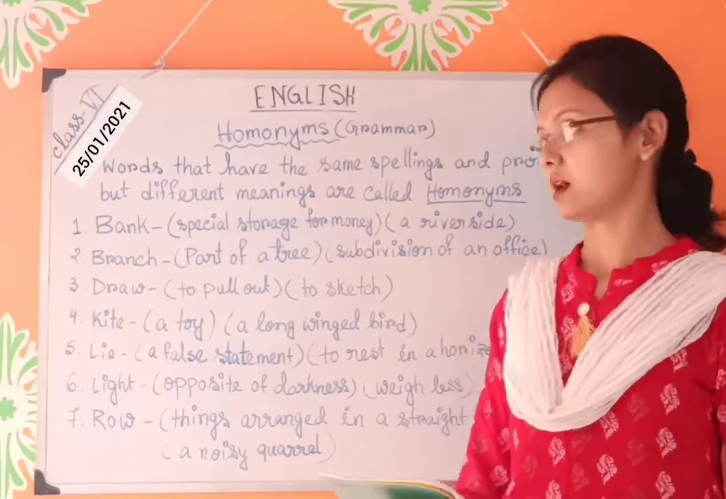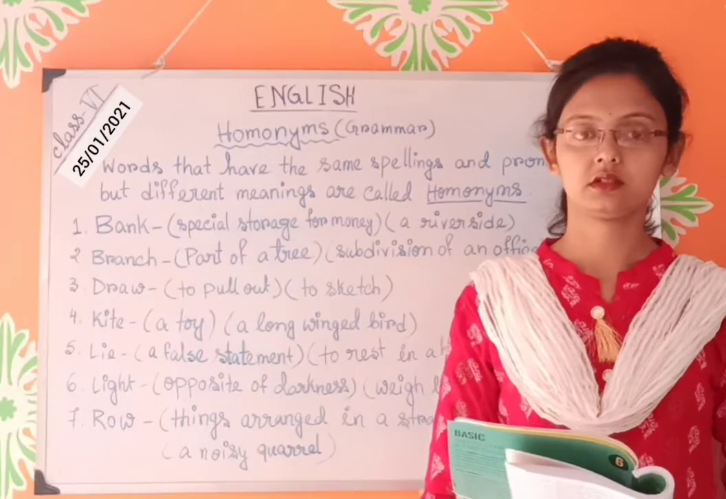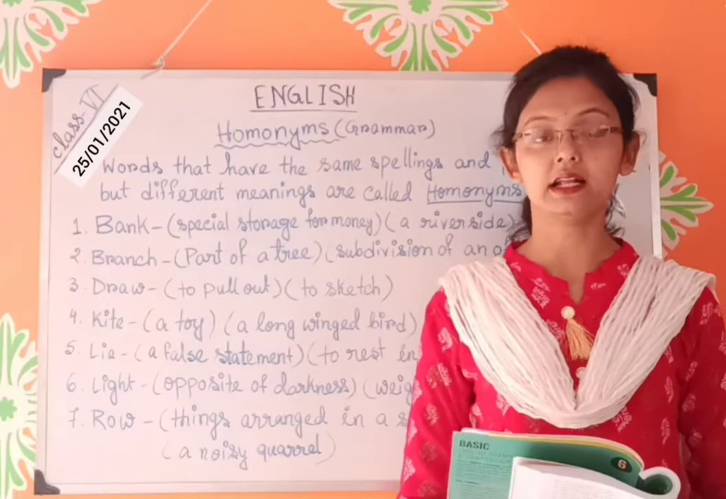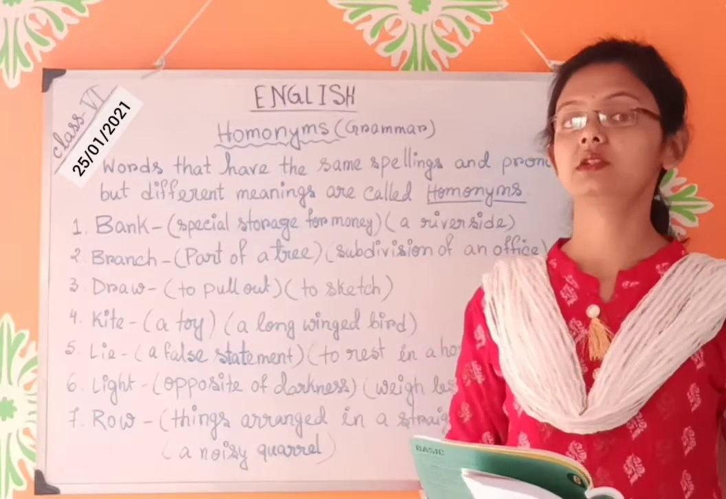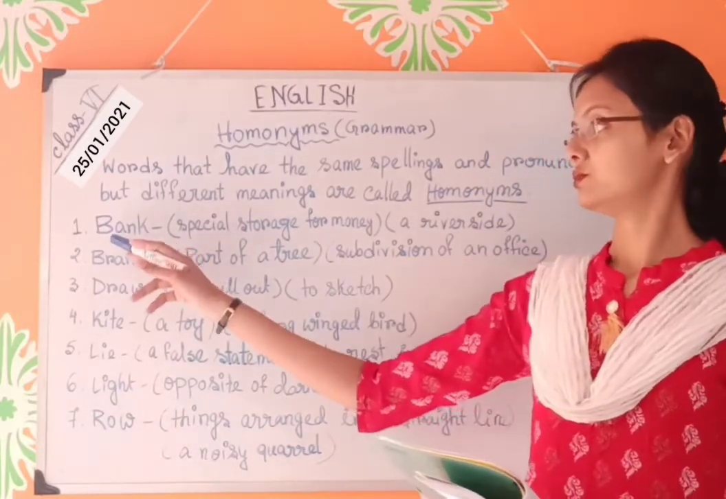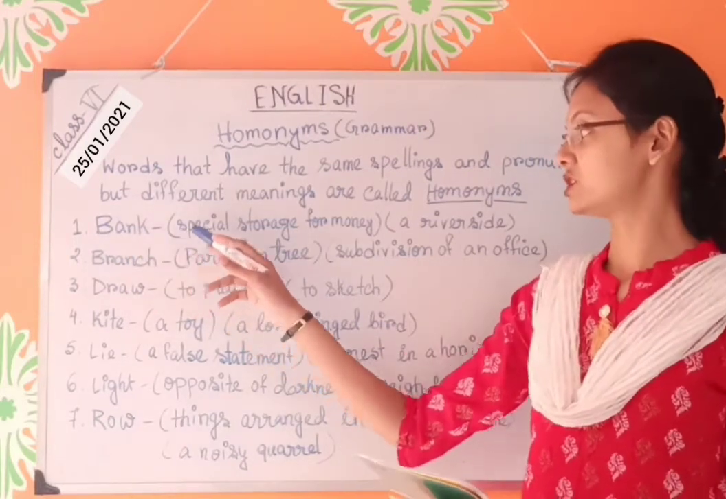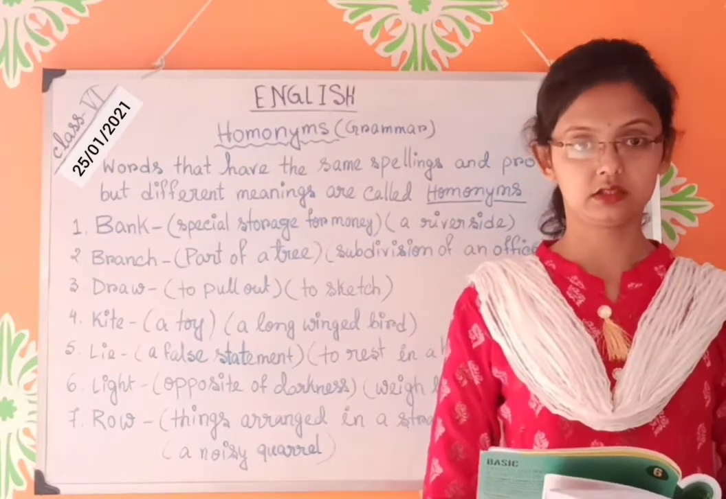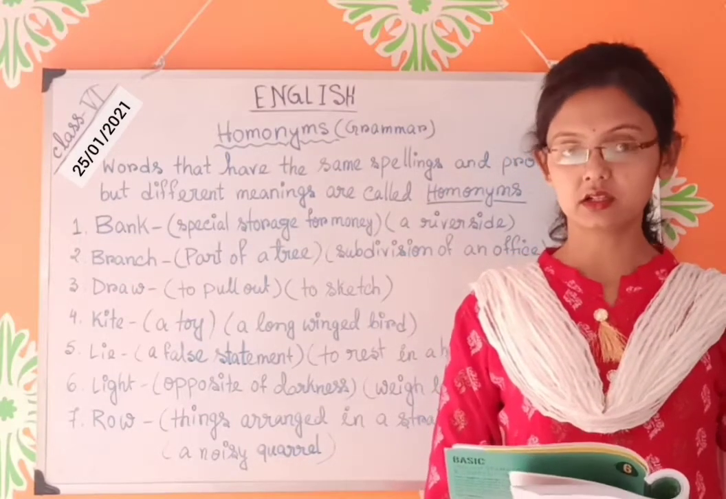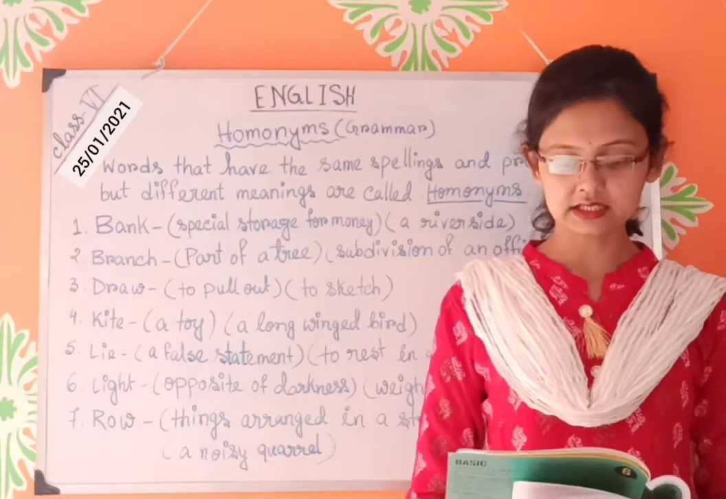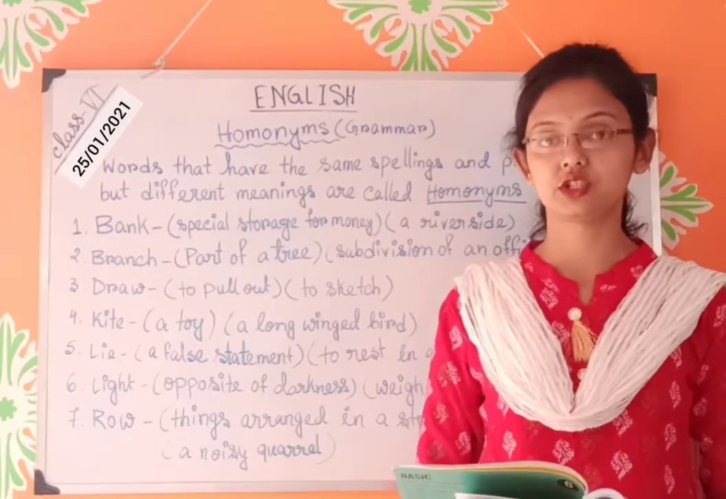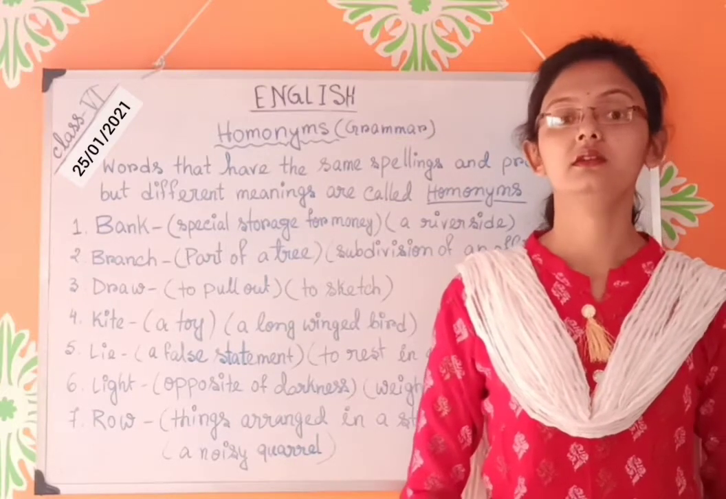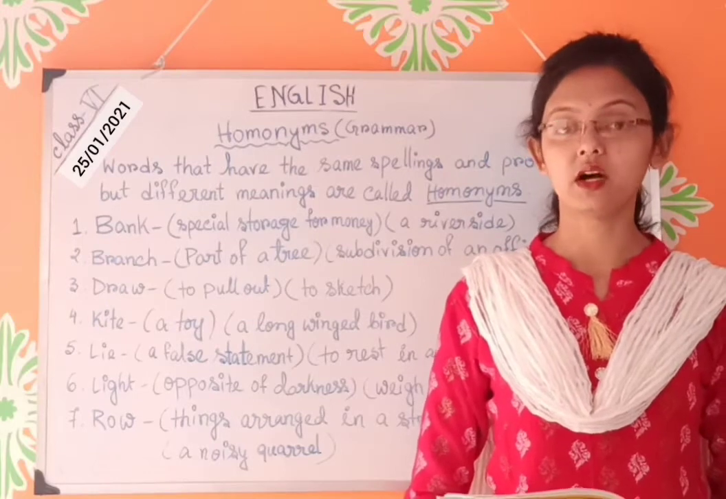See the first example, bank. So there are two words with the same spelling and same pronunciation. But the meaning of the first bank is a special storage place for money. Means where we keep our money. That is also called a bank. For example, if we say that this bank has more than 10 branches in Delhi. Okay, so that is the bank where we store our money.